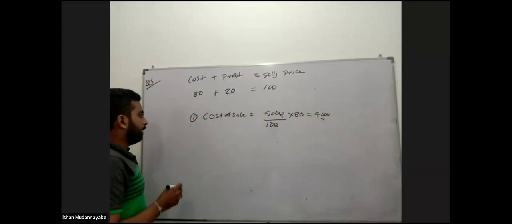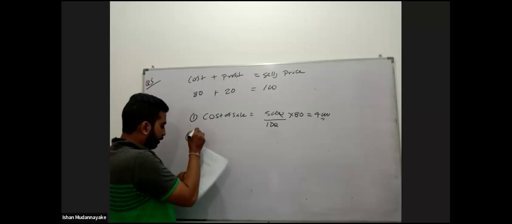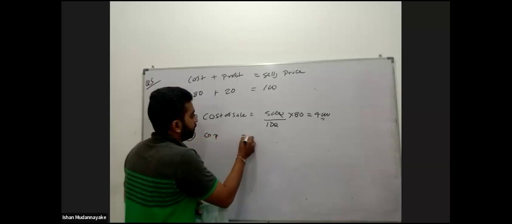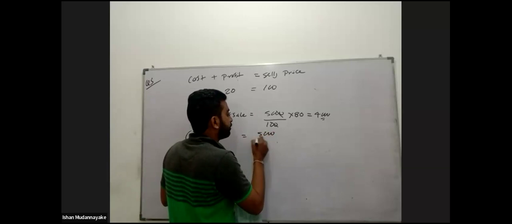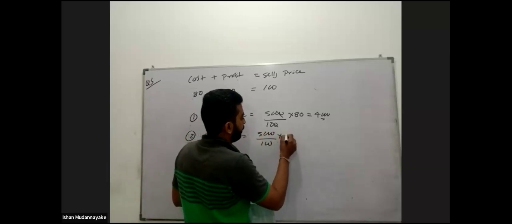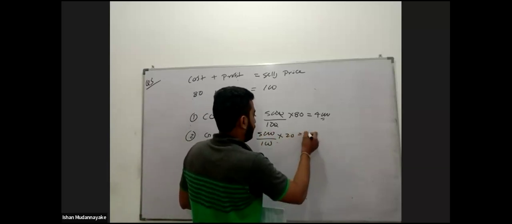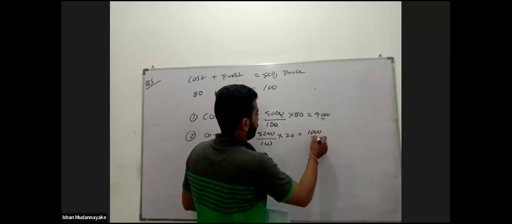Again, here you calculate gross profit. Sales 5,000 divided by 100, multiplied by 20. How much? 1,000 rupees.